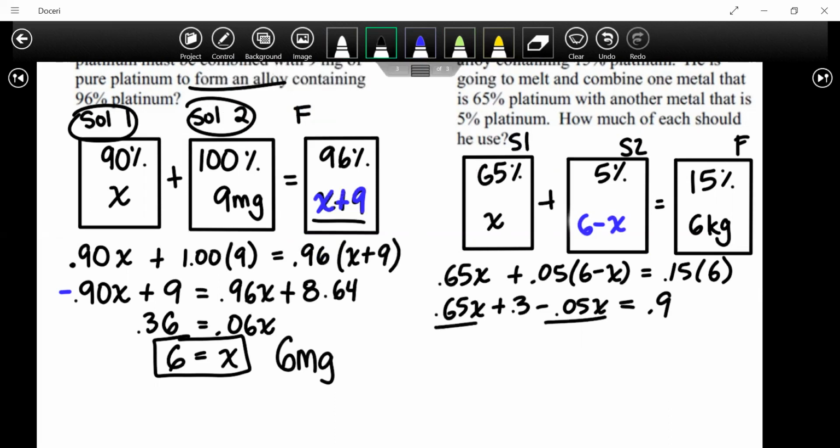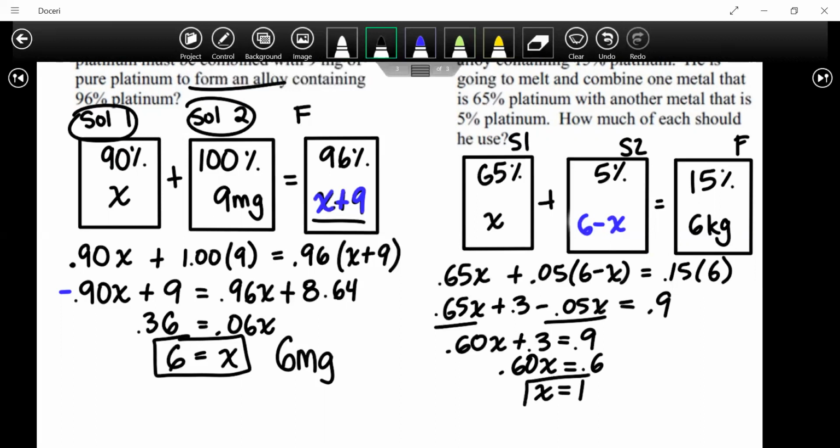That's all. I'm going to combine like terms. I'm going to get 0.06x plus 0.3. Gotta hate decimals. 0.9 minus 0.3, we're going to get 0.6. If we divide them out, we're just going to get 1. Look at how nice that came out to be.